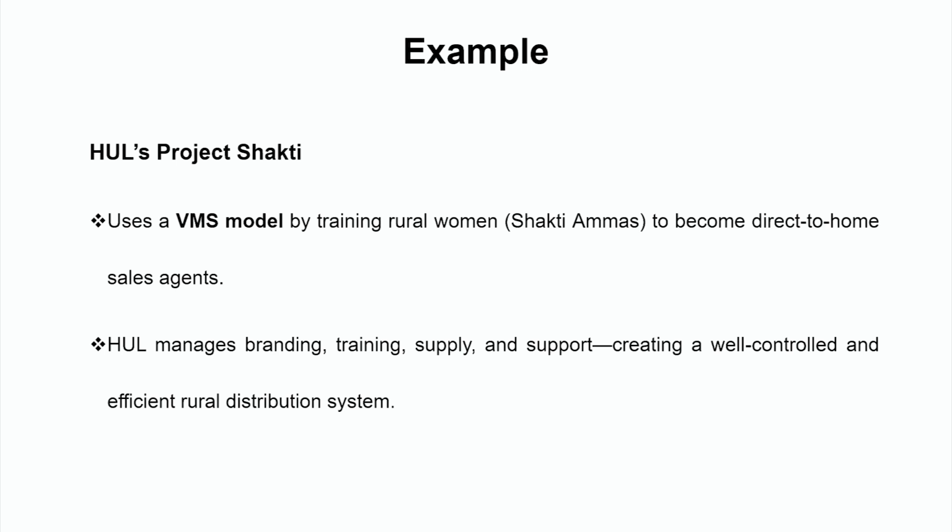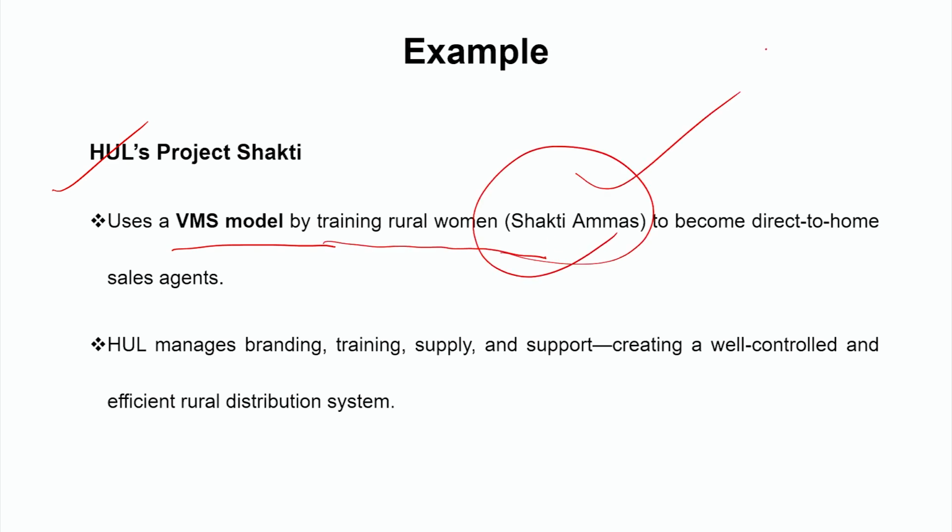We can take an example here. Many such examples are there, but one example is very prominent, which talks about HUL's Project Shakti. I had mentioned this earlier also. This works on the VMS model, that is the vertical marketing model, by training rural women, who are known by the name of Shakti Ammas, to become direct-to-home sales agents. So my dear learners, we understand that females have to be made financially stable and strong so that they can contribute to social development.